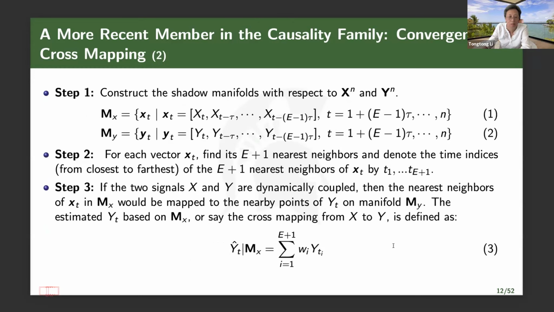Okay, and then from there, we construct the so-called shadow manifolds. A shadow manifold is a shadow of the true manifold. The true manifold is the true state space of the system. So what we are trying to do here is to reconstruct the true manifold based on a one-dimensional observation. Let me give you an example.